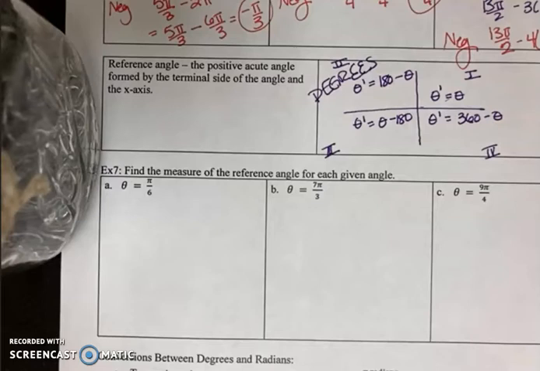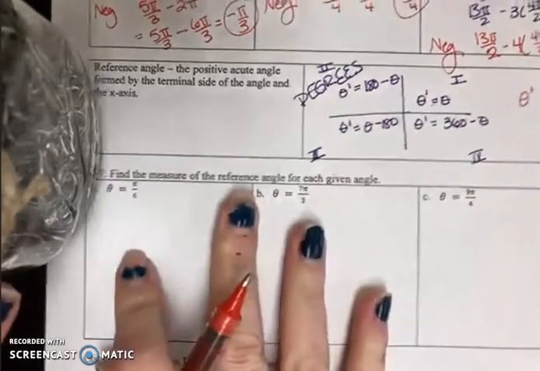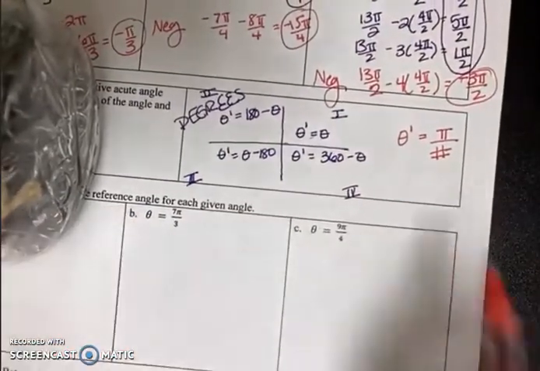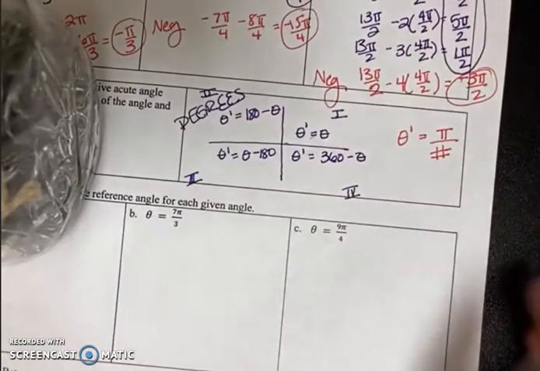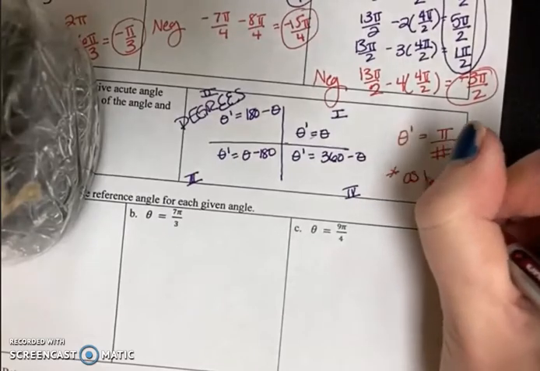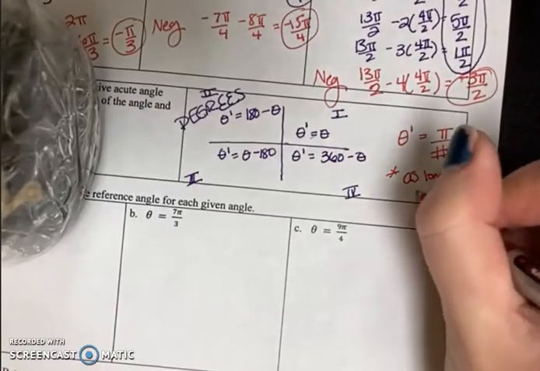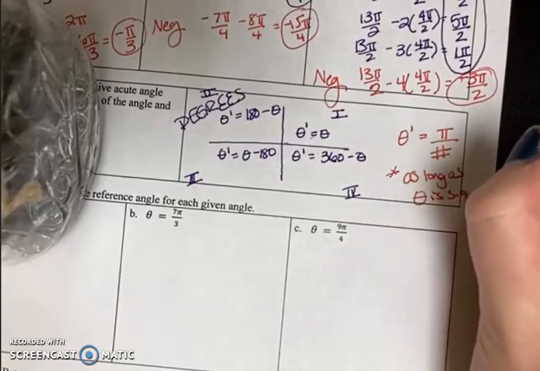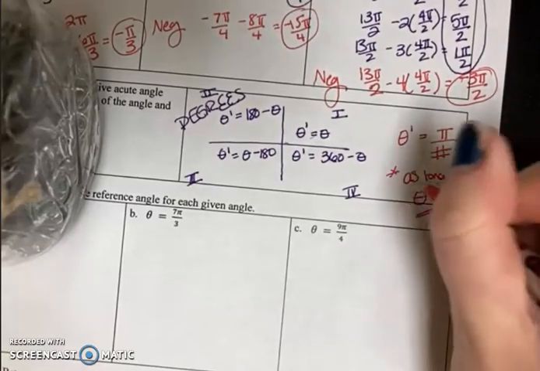I feel like radians is easier because whenever we have a radian, theta prime is just going to be pi over whatever number's in the denominator. So I want you to write that. Theta prime is just pi over whatever number's in the denominator, as long as theta is simplified all the way. That's important.